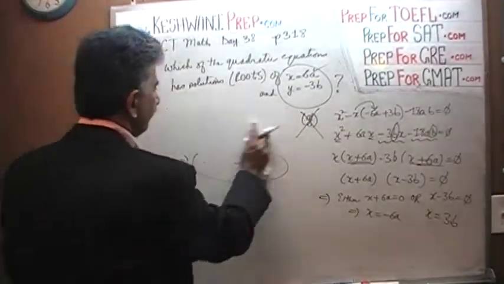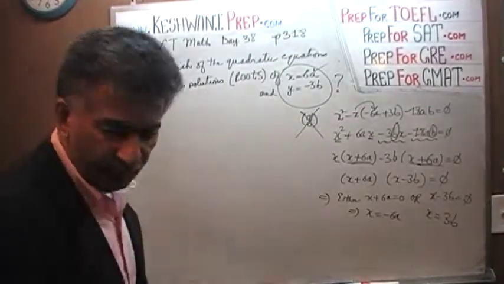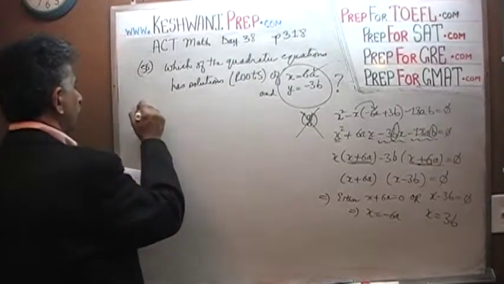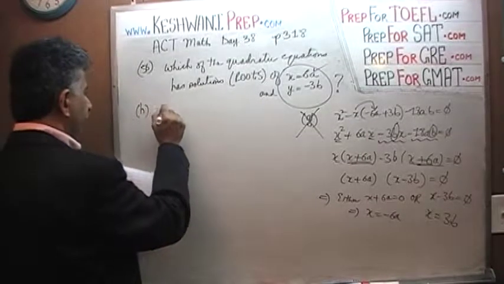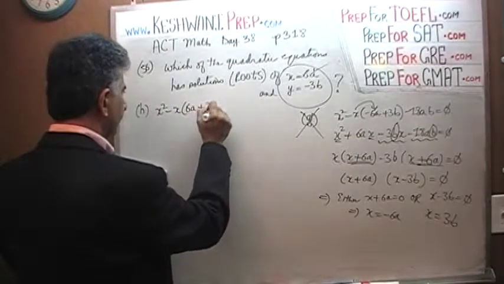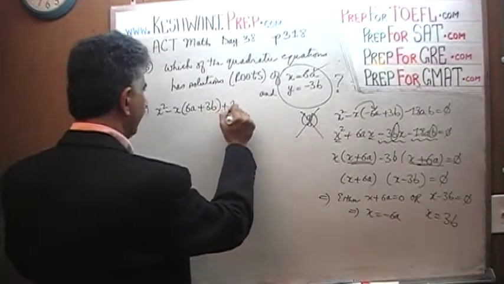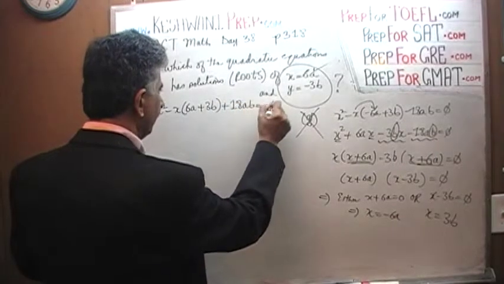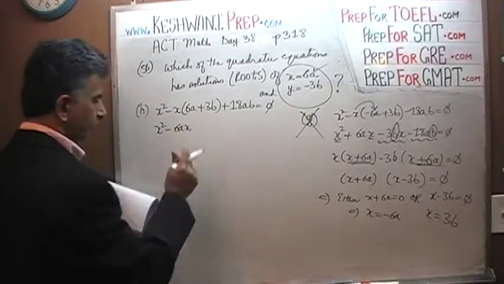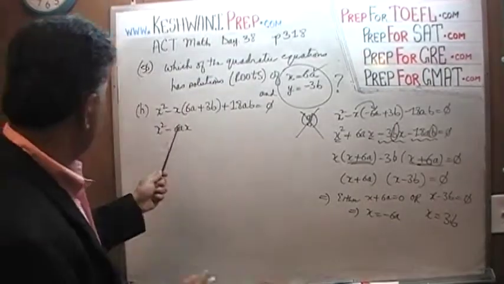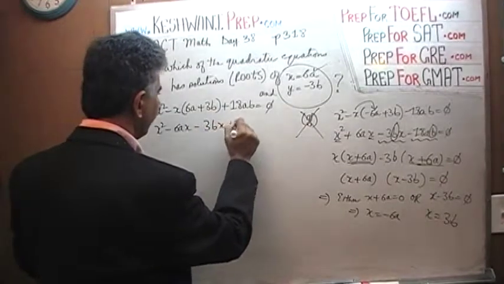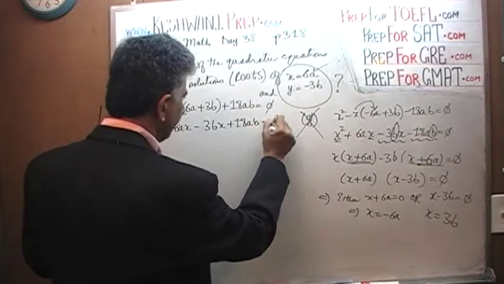Let's look at H. Now we're going to do the same exact procedure, except we're going to go a little bit faster. X squared minus x times 6a plus 3b plus 18ab is equal to 0. Multiply it out: x squared minus 6ax minus 3bx plus 18ab is equal to 0.